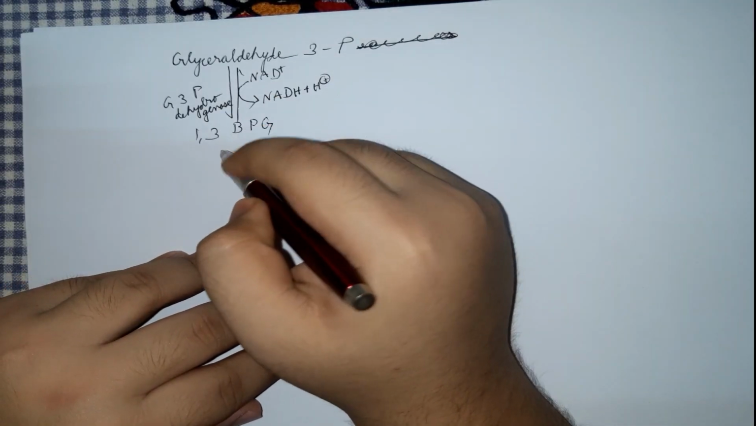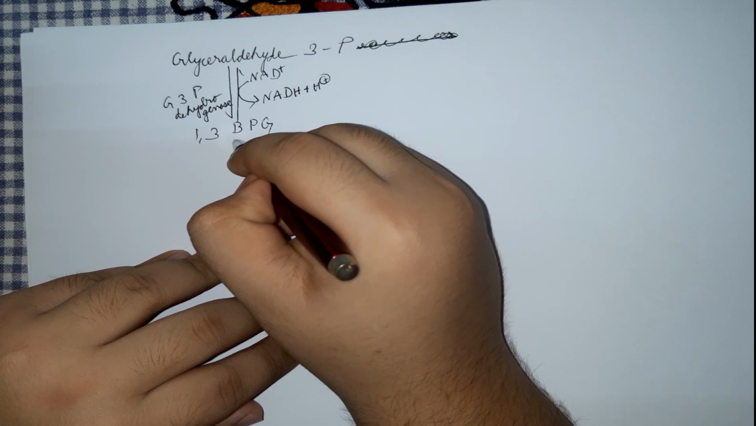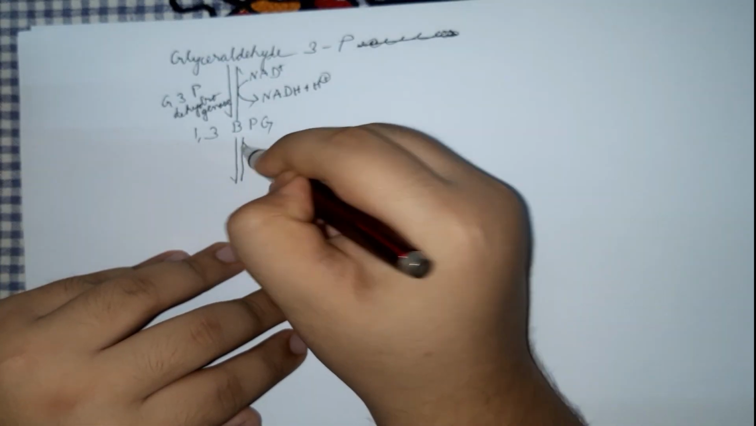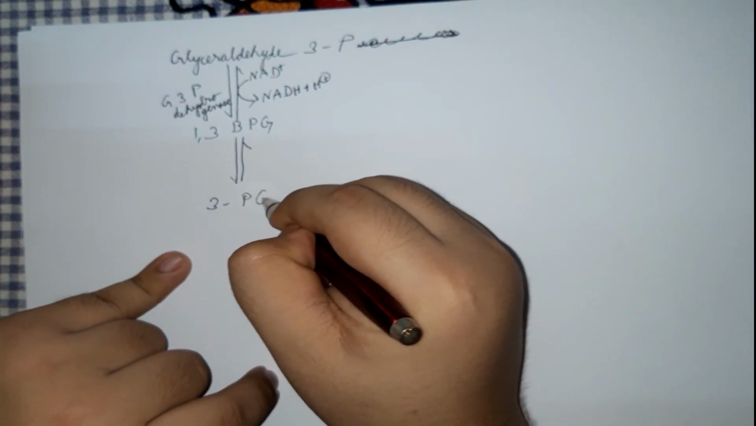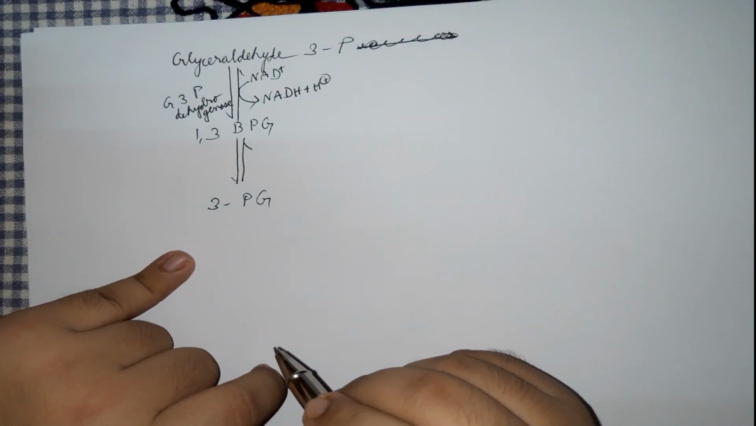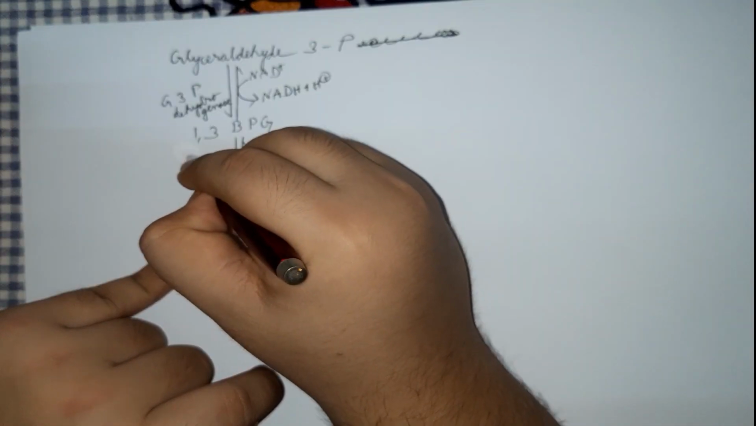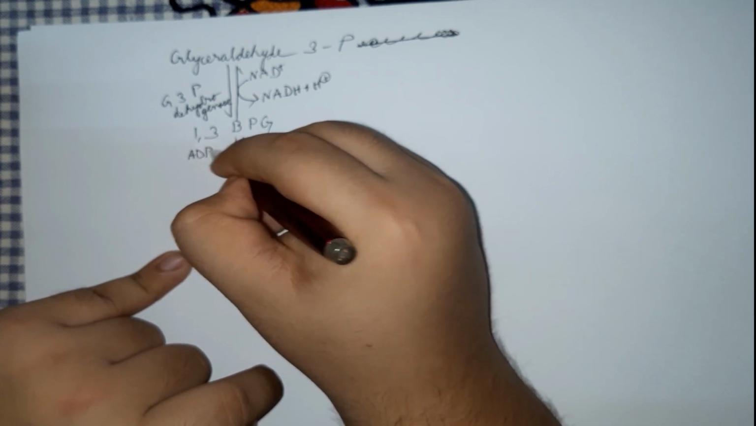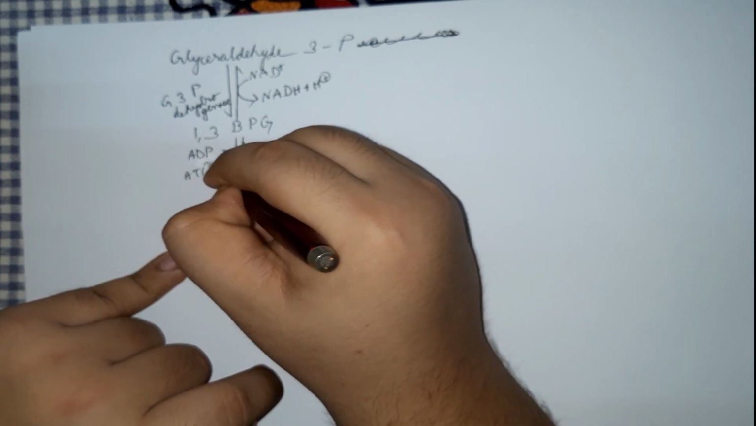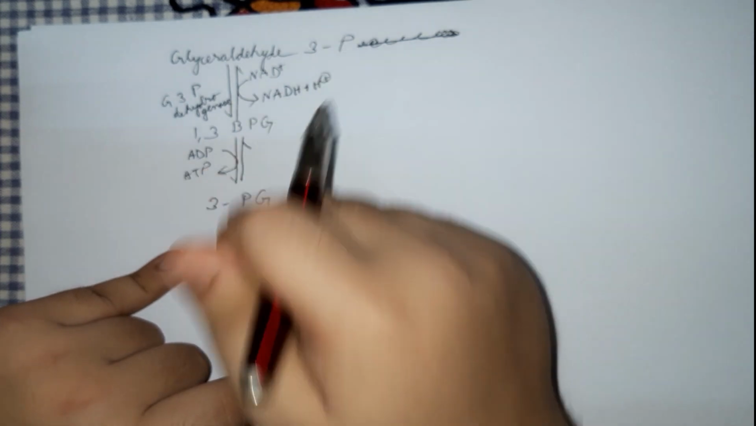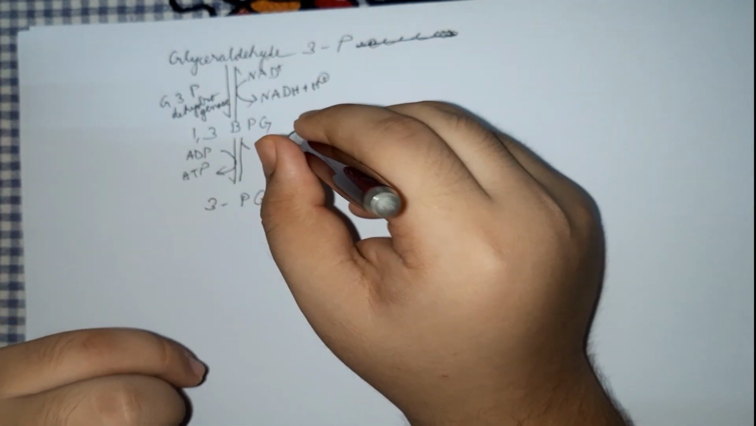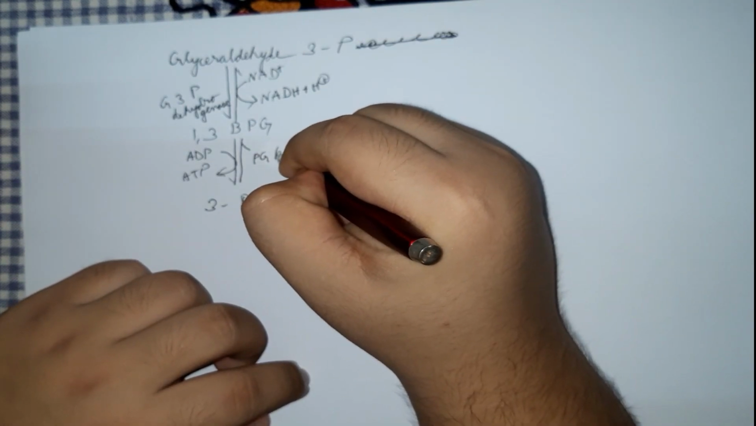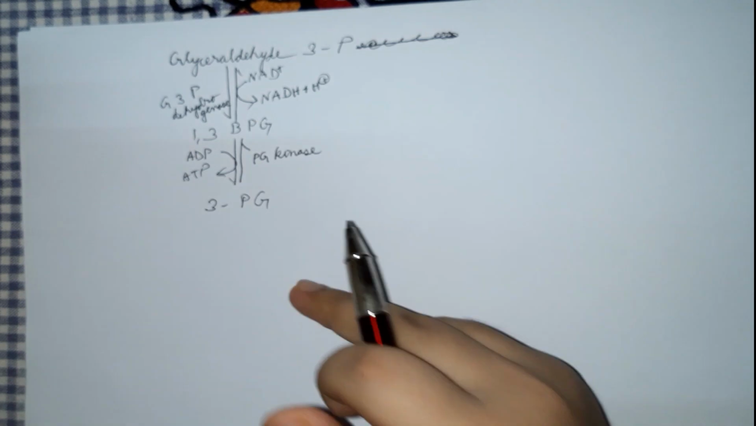The next step is 1,3-bisphosphoglycerate being converted to 3-phosphoglycerate, right? This was another step, and this is one of those steps where ATP was formed, because this is the 7th step. So ADP to ATP, this happened. The name of the enzyme which did this was phosphoglycerate kinase. Now this entire thing we know.